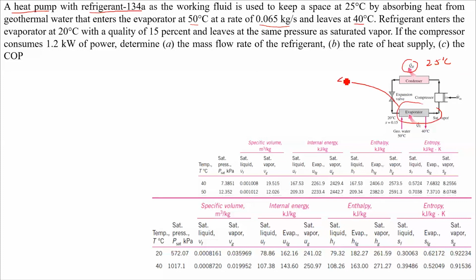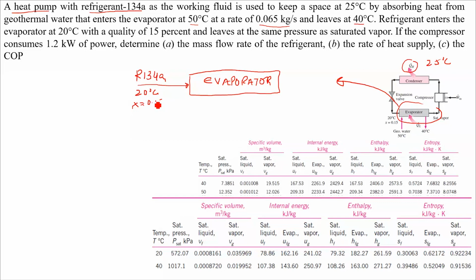So this is your evaporator. In your refrigerant R134A, it is entering at 20 degrees centigrade, and the quality of the refrigerant that is entering is 0.15, and it is leaving at the same temperature or same pressure, 20 degrees centigrade, as saturated vapor.